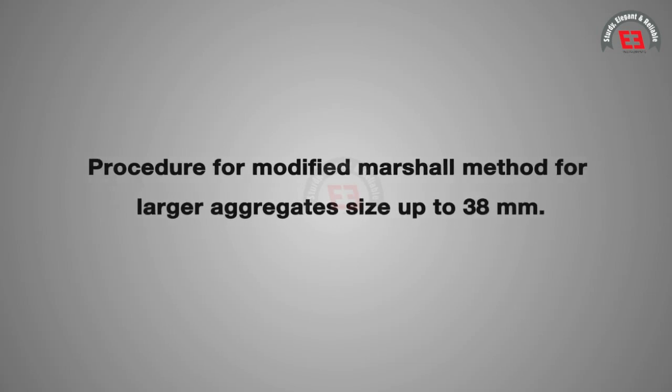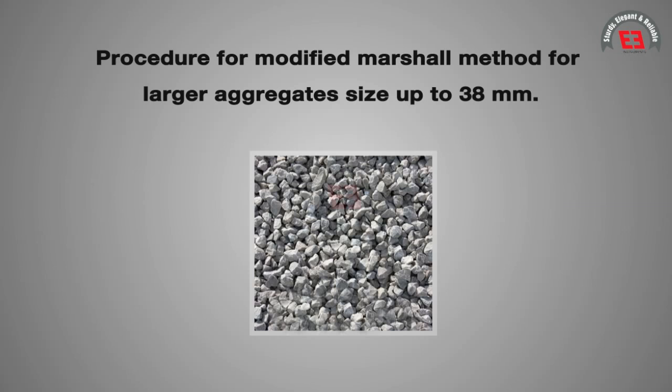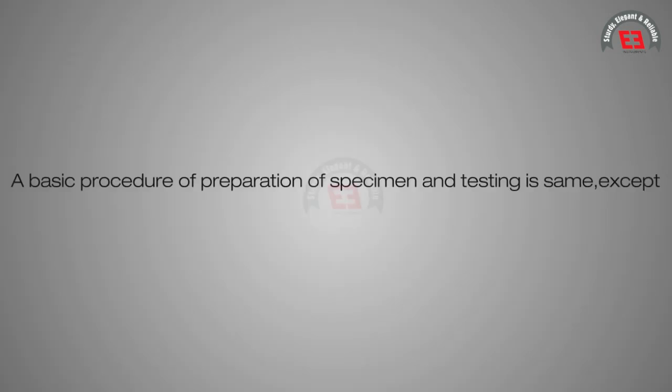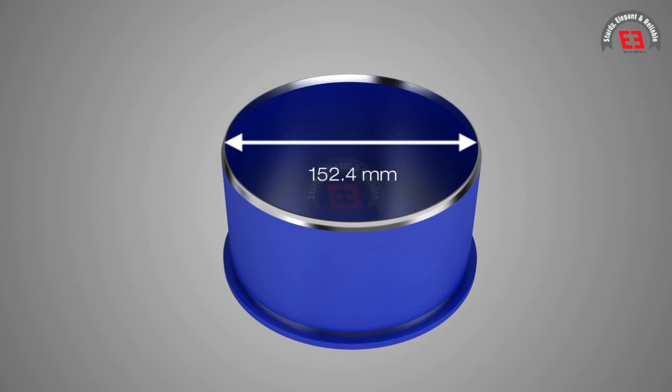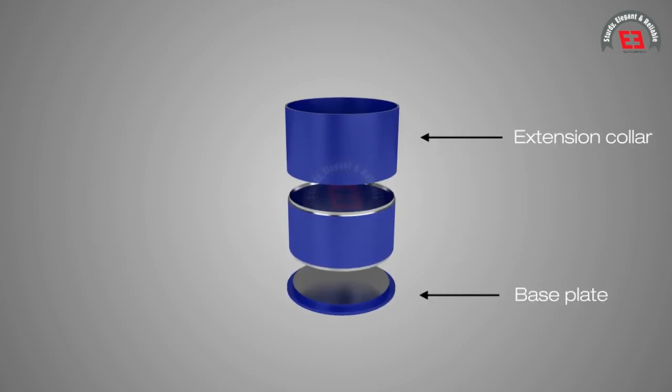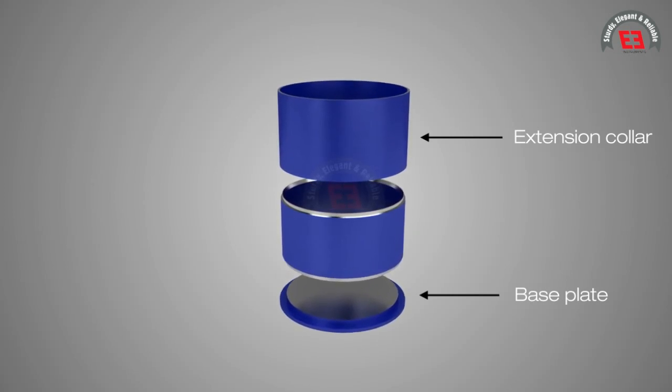Procedure for modified Marshal method for larger aggregates size up to 38 mm. For testing bituminous mixes containing larger aggregates with maximum size up to 38 mm, a modified Marshal method has been developed. A basic procedure of preparation of specimen and testing is same except mold internal diameter of 152.4 mm and height of approximately 114.3 mm. One extension collar and base plate is provided.